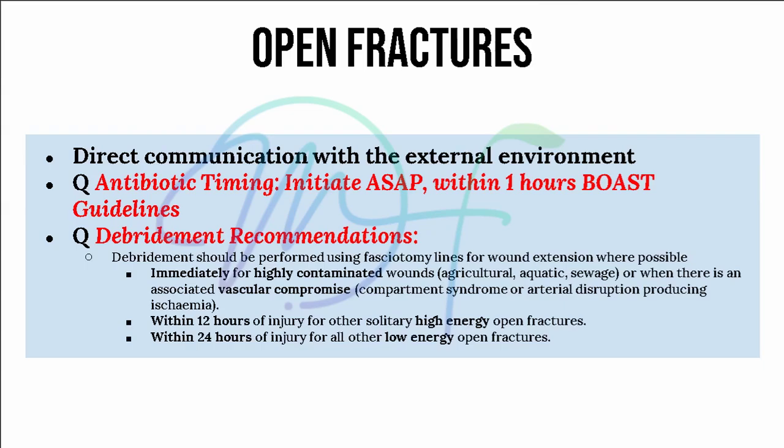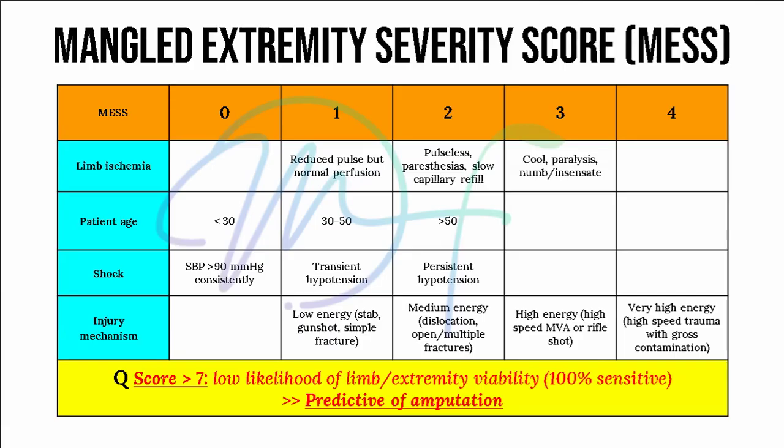The MESS evaluates the viability of traumatized limbs, considering factors like ischemia, age, shock, and injury mechanism. A score above 7 predicts a low likelihood of limb salvage. This scoring system guides decision-making in complex trauma cases.